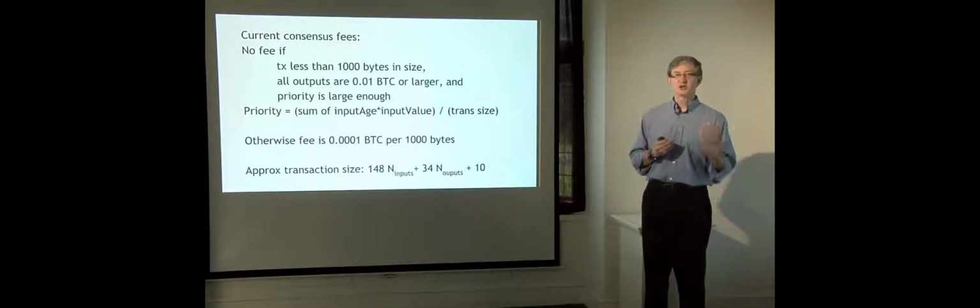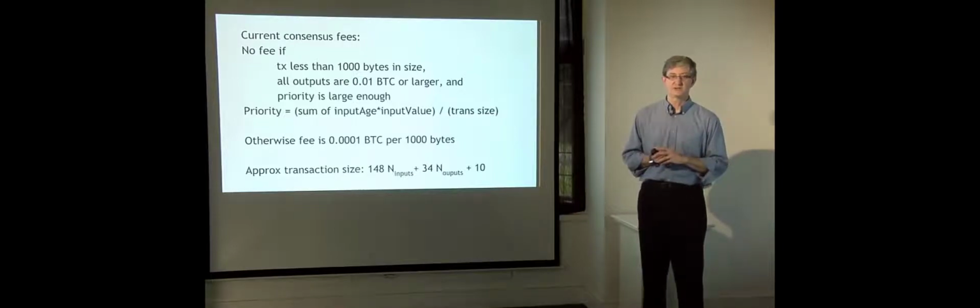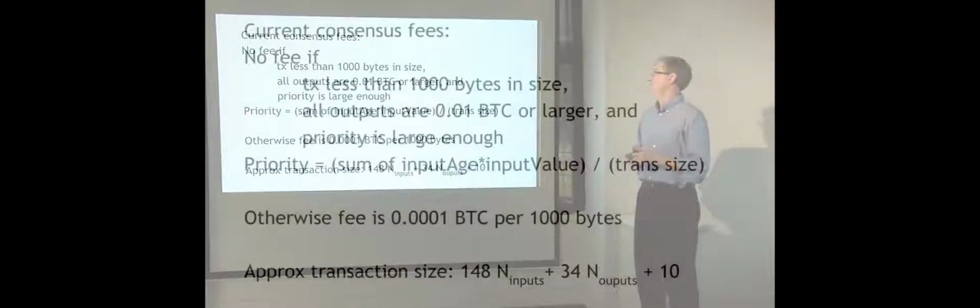Okay. So the current consensus transaction fees are as follows. First of all, no fee is charged if the transaction is less than 1,000 bytes in total size, if all of the outputs of the transaction are 1/100th of a Bitcoin or larger. That's currently worth about $5 or $6 US. And if the priority of the transaction, according to a certain formula, is large enough.